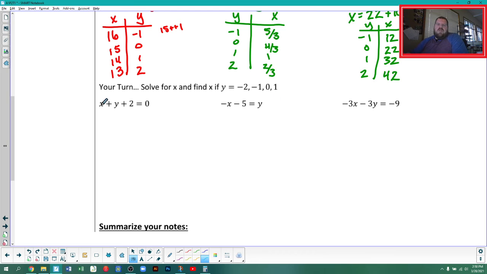Okay, hopefully you had a chance to do that. We're solving for x, remember. Hopefully you did that. And then we want to figure out x when y is equal to, I picked some different numbers here, -2, -1, 0, and 1. We want to find out what x is equal to. So on this one, you should have subtracted the y and subtracted the 2. Would have given you -y minus 2. So -2 is +2. Minus 2 is 0.